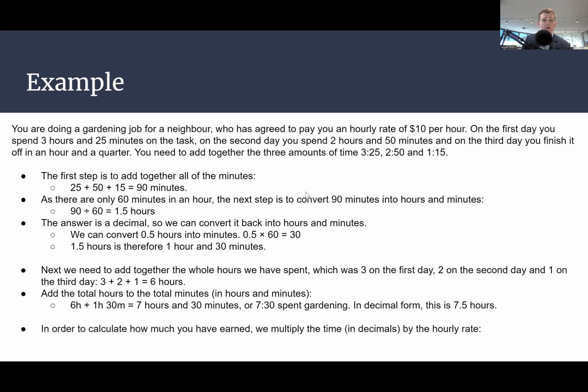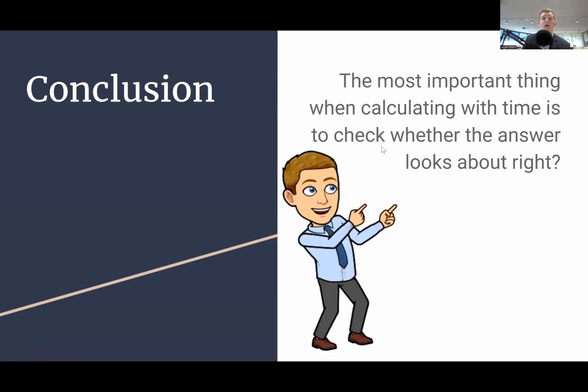Now, the question was, how much did he get paid? So our hourly rate was $10 per hour, and he spent 7.5 hours working. So we're going to go 7.5 times our $10, which gives us 75. So therefore, he earned $75.